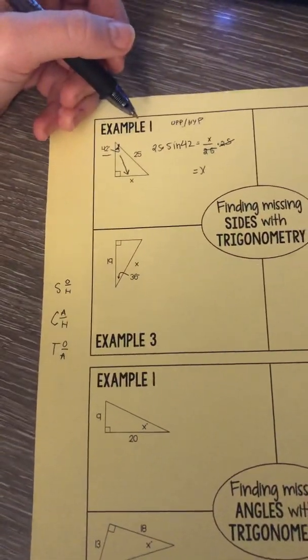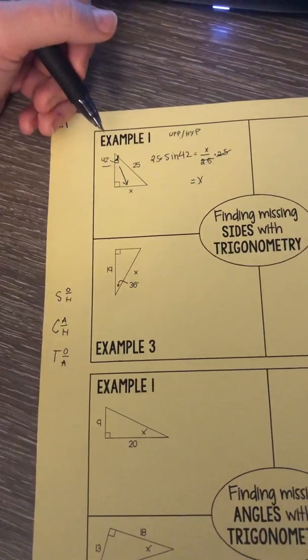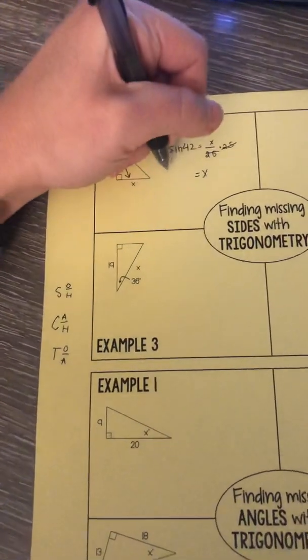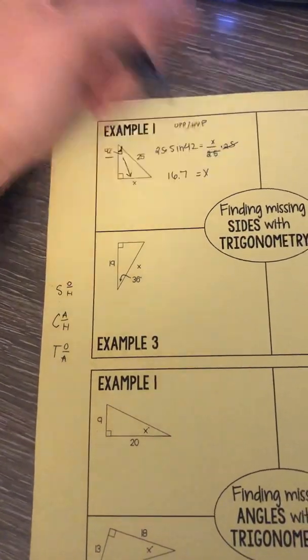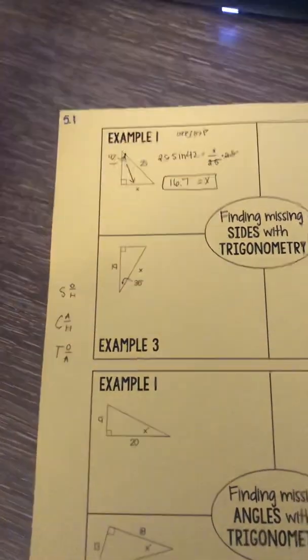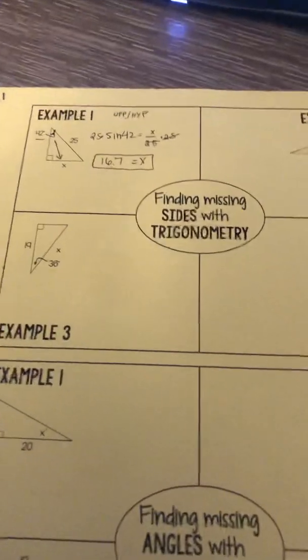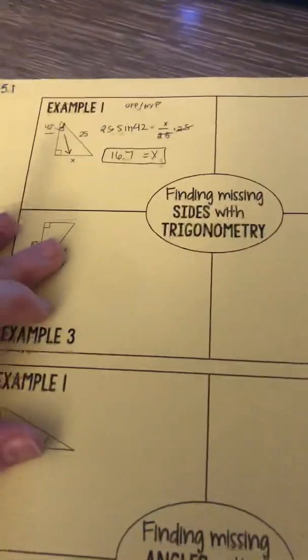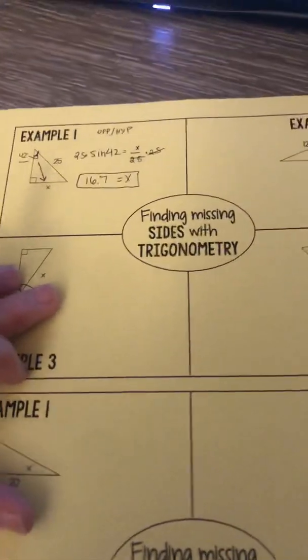So once you plug into the calculator 25 times sine of 42, you'll end up with 16.7. We can't put any measure because we don't know if it's in centimeters, meters, inches, yards, miles. We have no idea. So all we can write is our number there, 16.7.